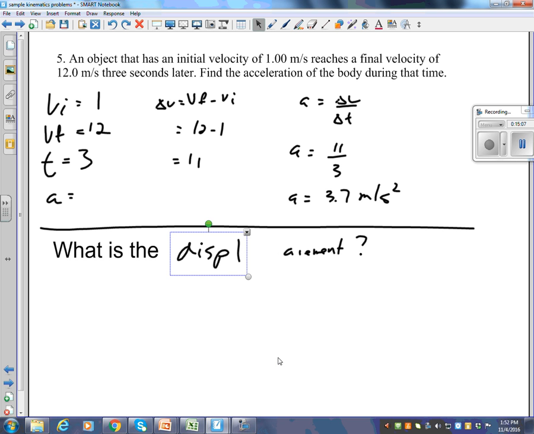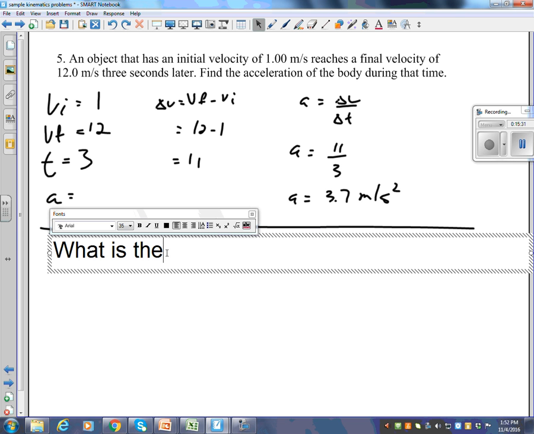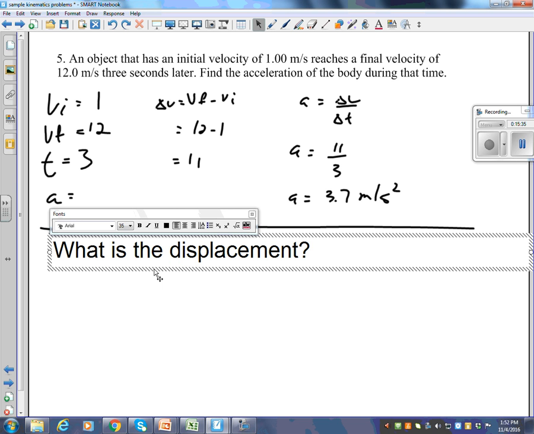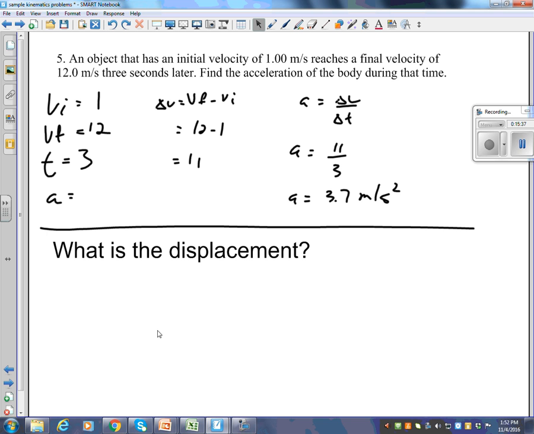Okay. I'm going to add one more question to this because we've got time. What is the displacement? I will give you a hint. It's a two-step problem. What is the displacement? Go.